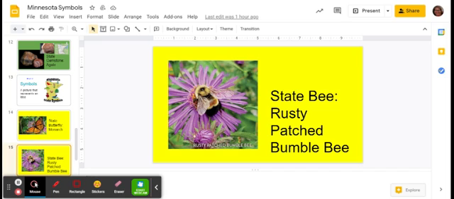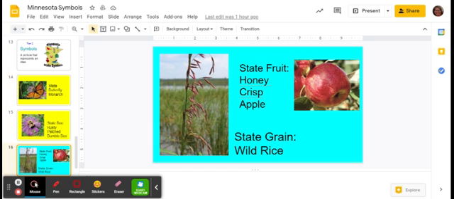It's a social bee that lives in colonies, and it is actually a federally protected bee, meaning it is so important to our state that because many are not found in a lot of places any longer, it is now becoming protected so that we can keep these wonderful bees growing and living in our state. We also have a state fruit, and that is the very popular Honeycrisp apple. And we also have what is called our state grain, and state grain is wild rice.